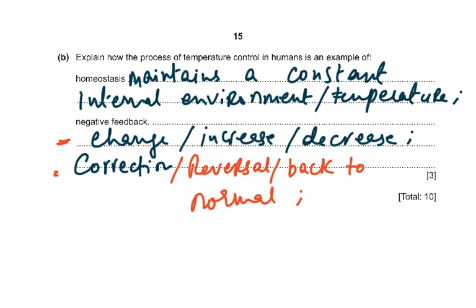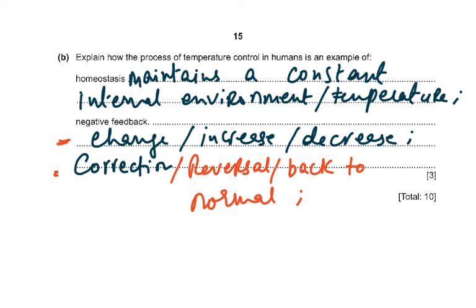Now explain how the process of temperature control in humans is an example of homeostasis and negative feedback. In homeostasis, we maintain a constant internal environment. The temperature of the body is maintained, so the enzymes are not denatured. Because otherwise, if the temperature of the human body fluctuates, then enzymes would either go in fast motion or will slow down and will not be able to work. So the body will go into slow motion.